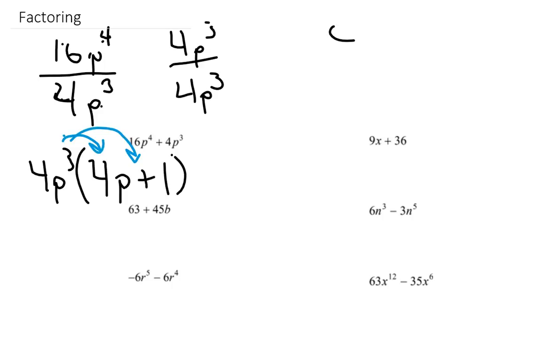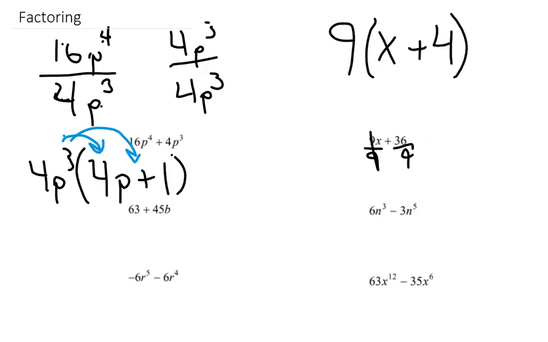My greatest common factor here was a 9. If I factor out a 9, all I have left is an x. All I have left here is a positive 4. So you can see we could just work through these, and it's actually pretty simple. 63 and 45b, the only common factor I have there would be a 9. So I can factor out my 9. 63, if I divide it by 9, I have a 7 left. 45b, if I divide it by 9, I have a 5b left. That's my factored form.